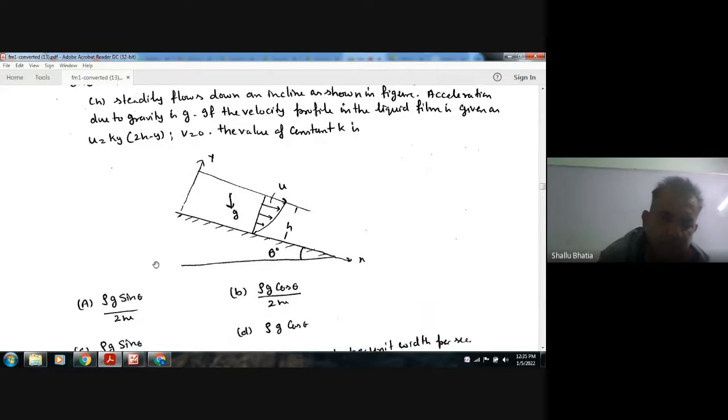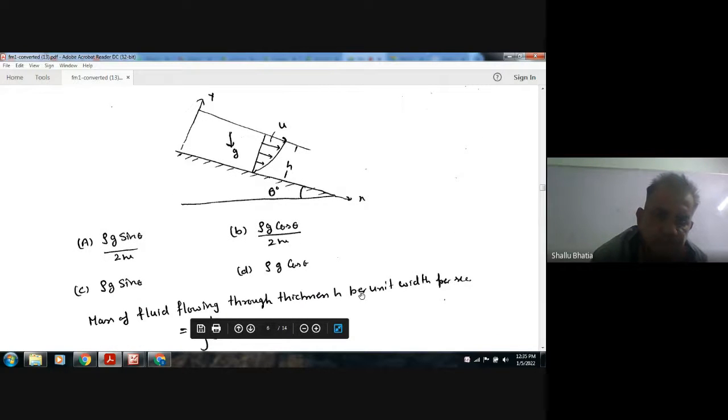So this is the fluid flowing, with the velocity profile given as this, and height is h, and the free stream velocity is called capital U. Okay, and u is the velocity at the distance y, g is the gravity force, sorry, acceleration due to gravity, and this is angle theta.